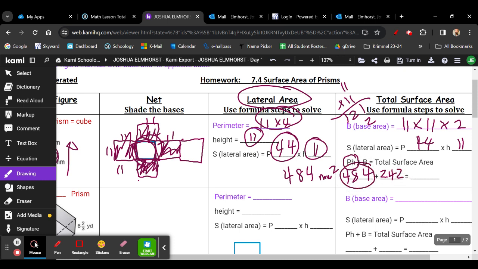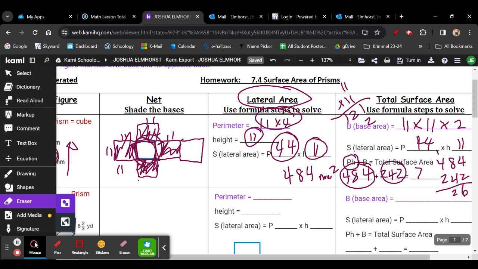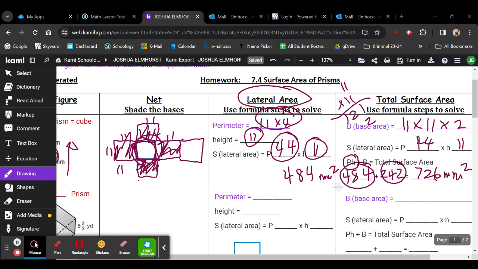Now we got the area of the sides and then the area of the bases. We add them up to get the total surface area. So it looks like we end up with a total surface area of 726. And that is millimeters. Area is going to be square units, millimeters squared.